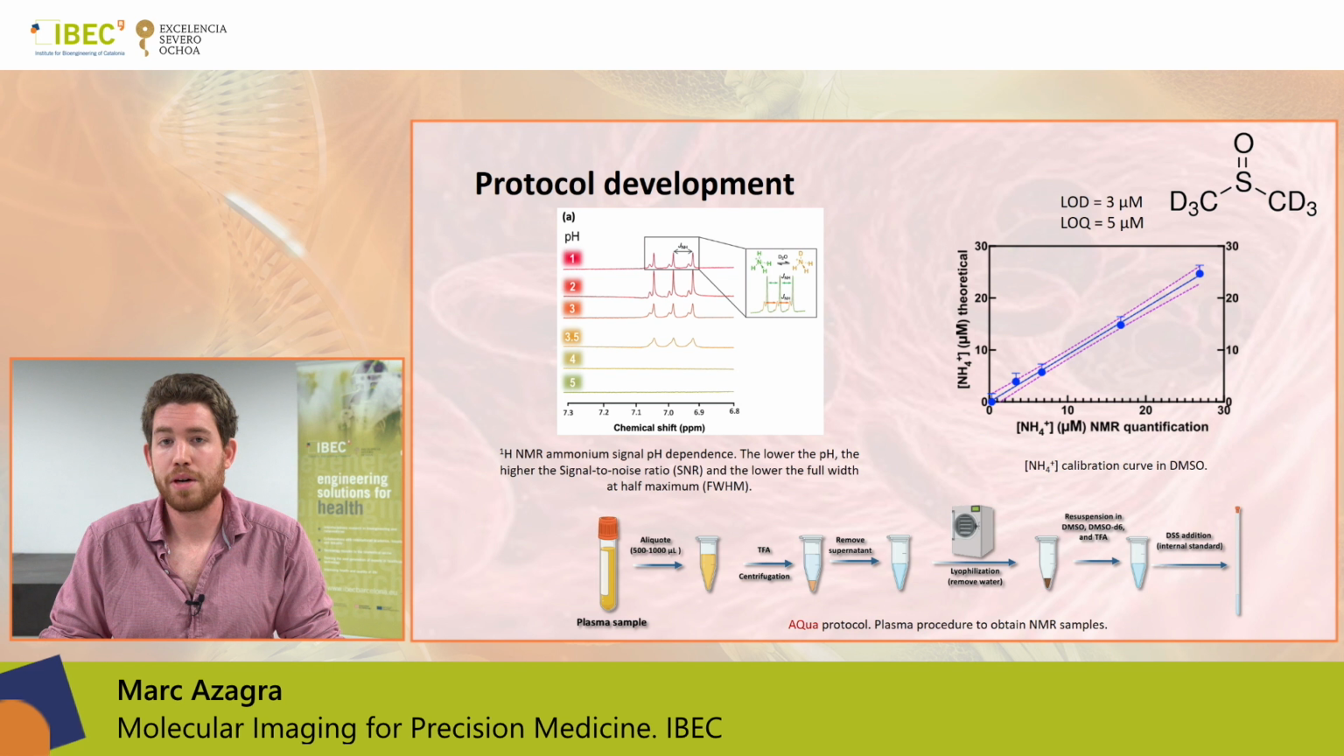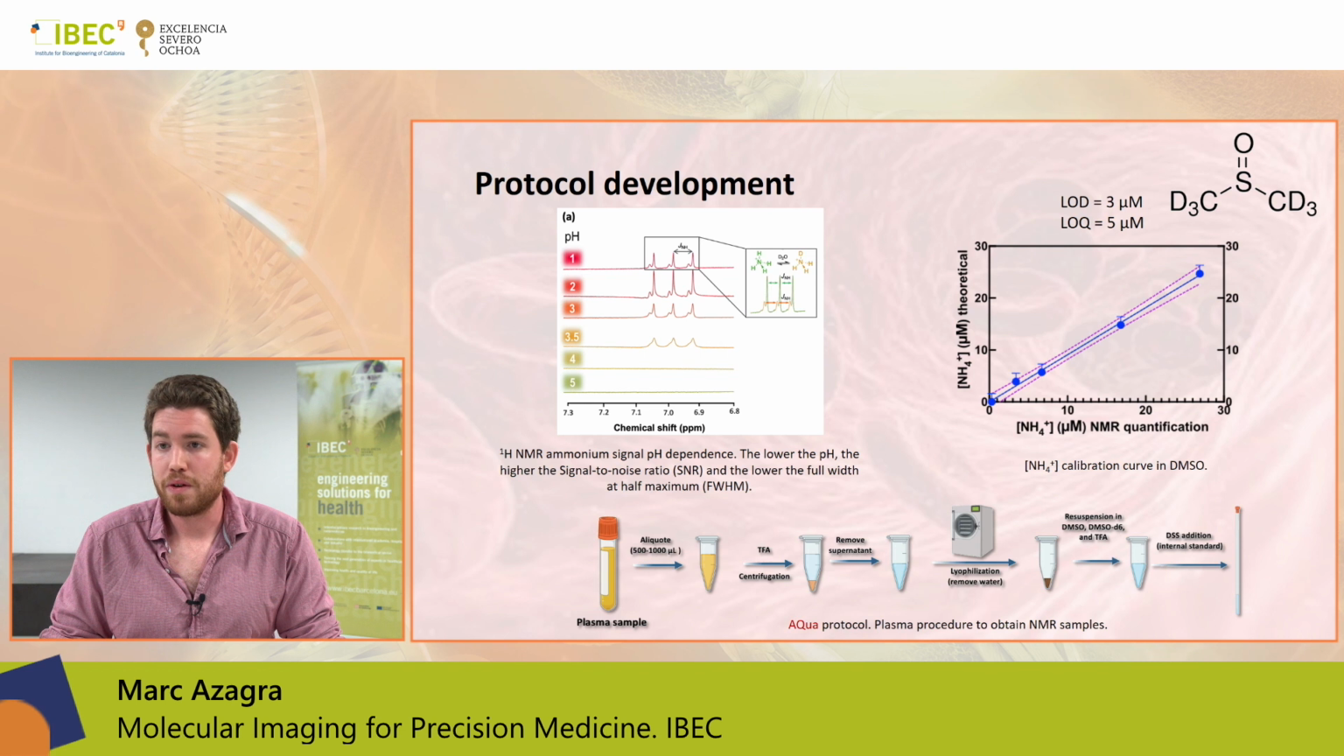We optimized some variables such as the deuterated solvent and the pH as well. We saw that deuterated DMSO was the best solvent so far because it makes the peak narrower, and also the proton-deuterium exchange between the solvent and the sample is avoided. Also, we saw that the lower the pH, the higher the SNR, and the lower the full width at half maximum.